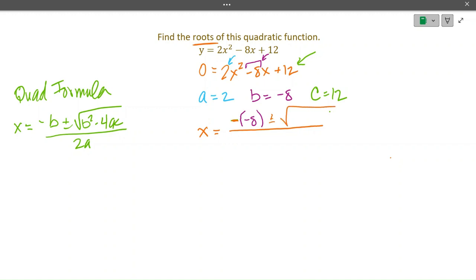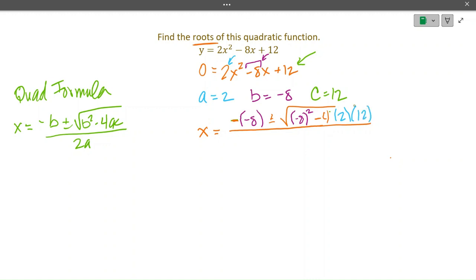of. Okay, this is where we want to be careful again. That whole negative 8 is being squared. Sometimes students forget to square the negative, and then you make a mistake. Minus, and then 4 is part of the equation. a is 2. And then c is 12.